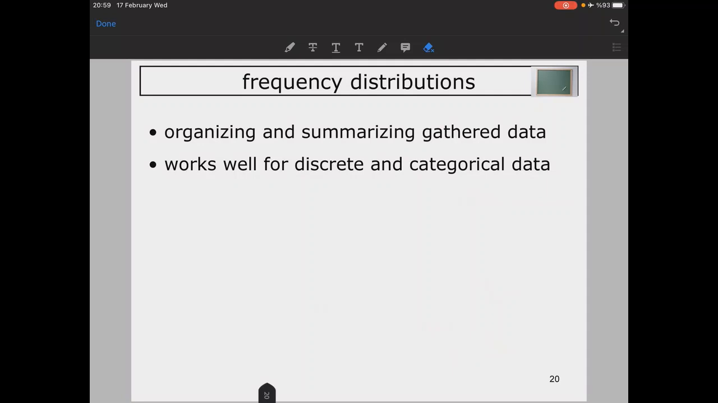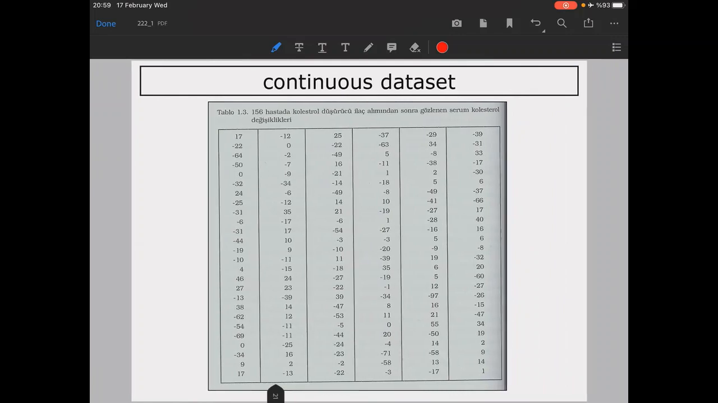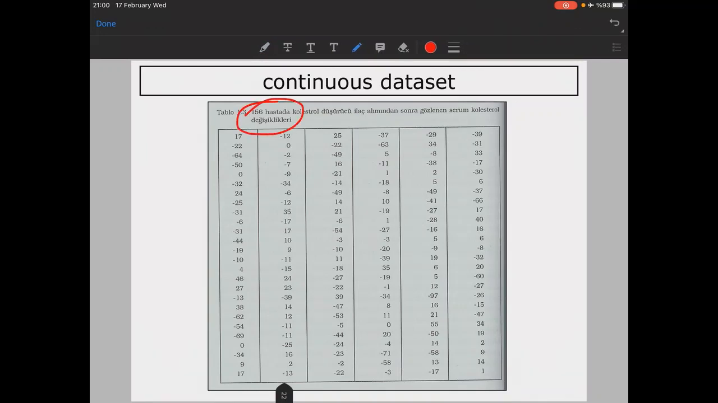Okay, for discrete and categorical data, it's more or less like this, but it is relatively harder for continuous data because of its complexity. Suppose that you have a data set like this. Now look, of course we're talking about integers, but it becomes somewhat continuous, right, due to our understanding. Here we have 156 patients, and they use a drug which drops their serum cholesterol levels. Okay, they're inventing a drug like this, and this is their test data, for example, and they measure their serum cholesterol levels before and after taking the drug.